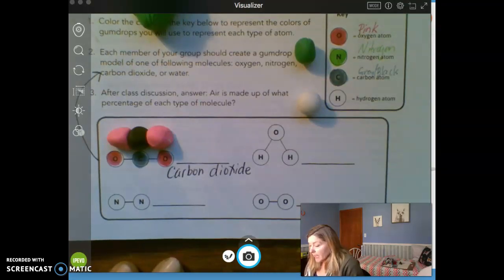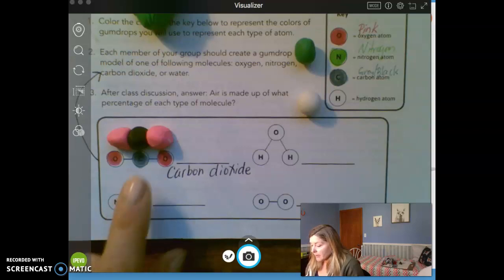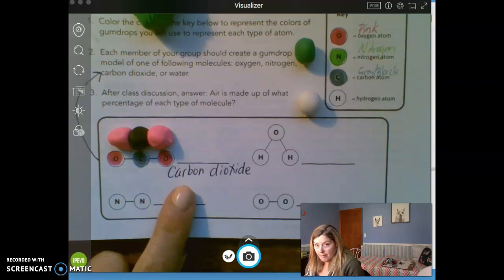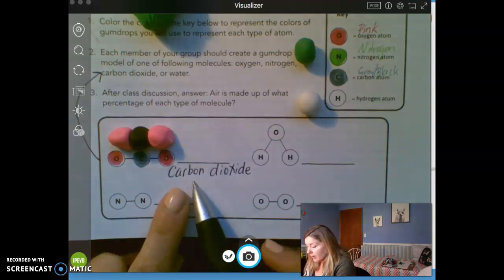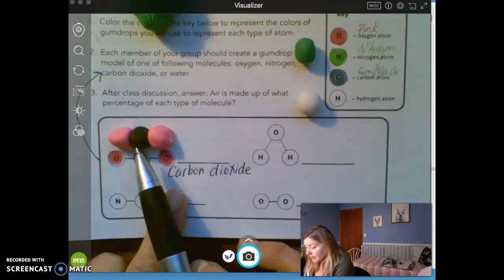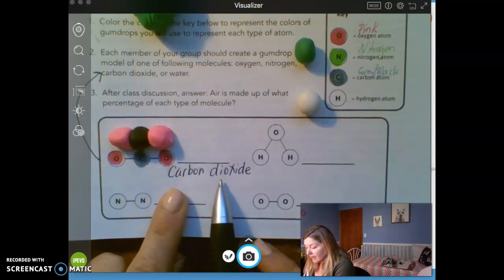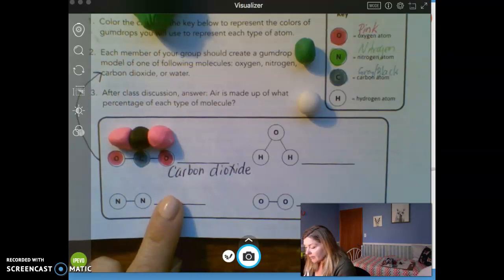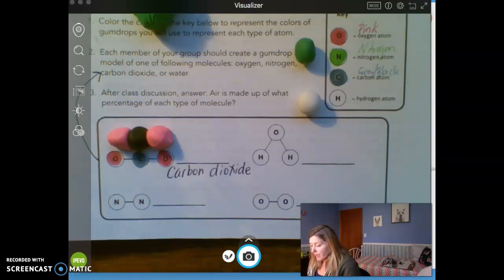But a chemist will recognize this molecule by the name because they know that carbon is present, and dioxide means 2 oxygen atoms, 1, 2, on either side. Carbon dioxide. All right, let's keep going.